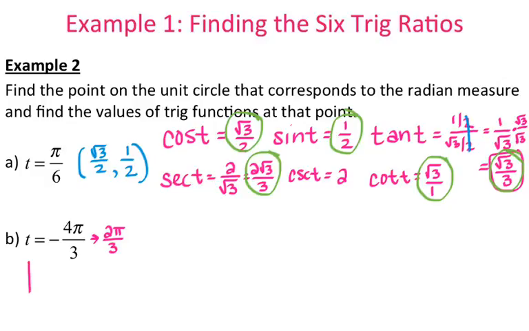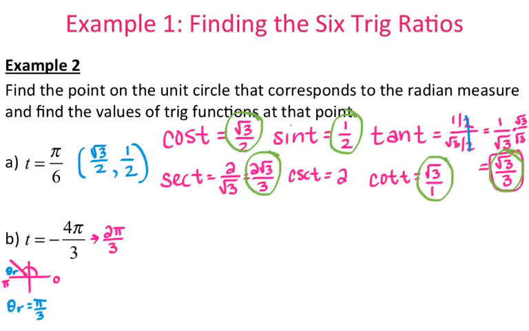So I'm going to sketch out 2 pi over 3. There's 0 and pi. 2 pi over 3 is closer to pi than it is to 0. So that puts us in that second quadrant. And this right here is your reference angle. So I need to figure out how much further I need to go to get to pi from 2 pi over 3. That's pi over 3. So my reference angle is pi over 3.